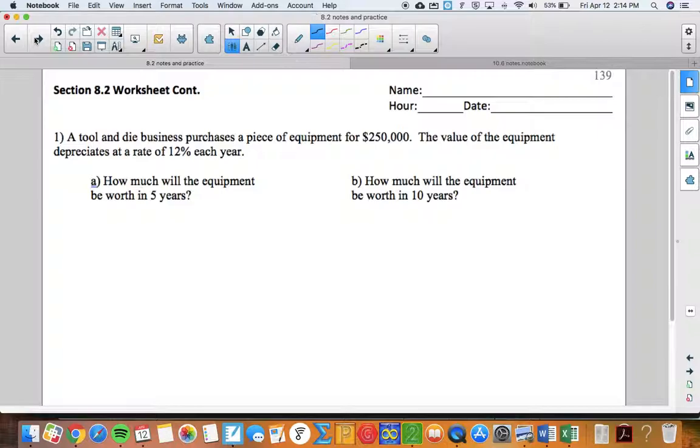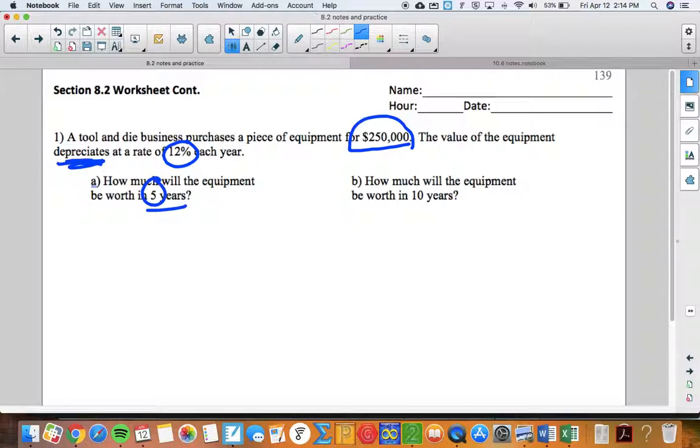So now let's try computing some exponential growth and decay, because you actually are going to see some growth on here. I know that we've been focusing on decay this unit, but let's see what happens. A tool and die business purchases a piece of equipment for $2,500. The value of the equipment depreciates at 12% every single year. So here's the first question. How much will it be worth after 5 years?